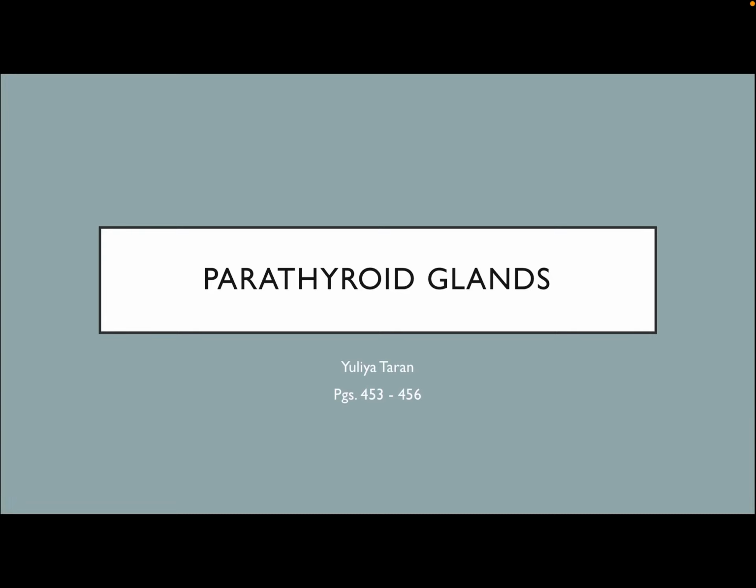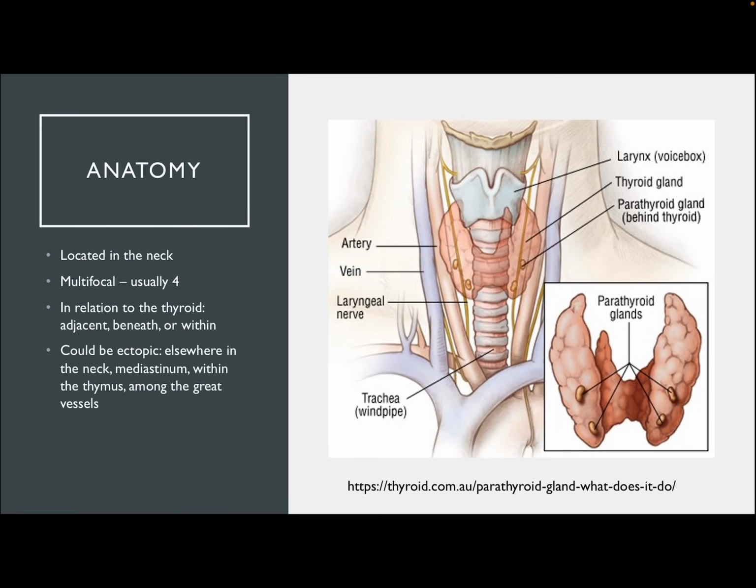Parathyroid glands, pages 453 to 456 in the PET-CT textbook. Parathyroid glands are located in the neck. They are multifocal, there's usually 4 of them. They're found alongside the thyroid gland, lying either adjacent, beneath, or within the substance of the thyroid.